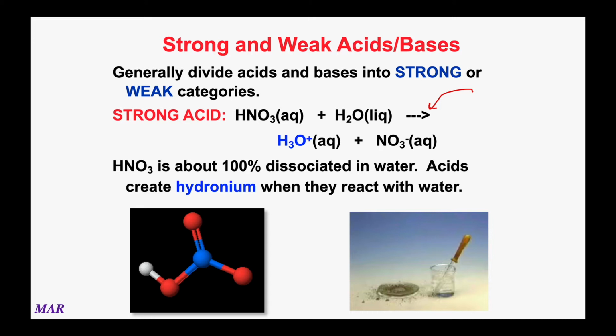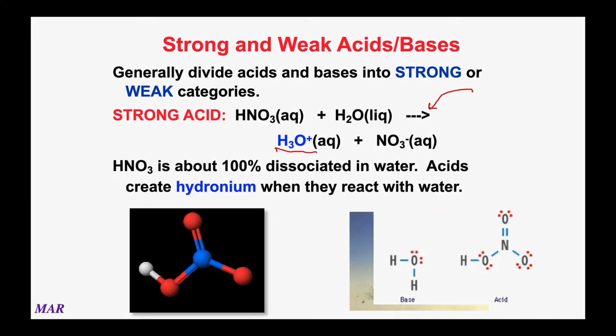I do want to point out again the hydronium ion. Hydronium ion is H3O+, and that's going to be something we're going to talk about a lot in this chapter. Hydronium is the hallmark of an acid. So acids will create hydronium if they're going to be acids. We're going to see that bases will create hydroxide, but acids give hydronium. So make sure you remember that.